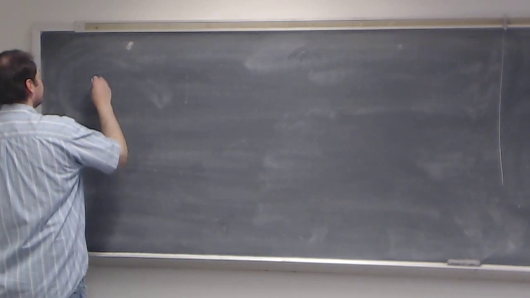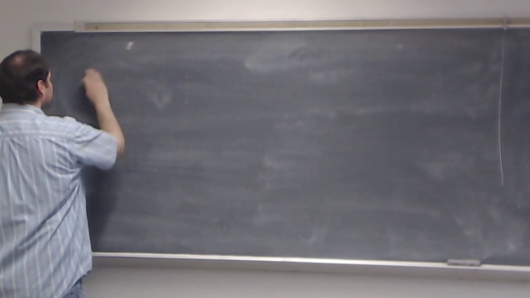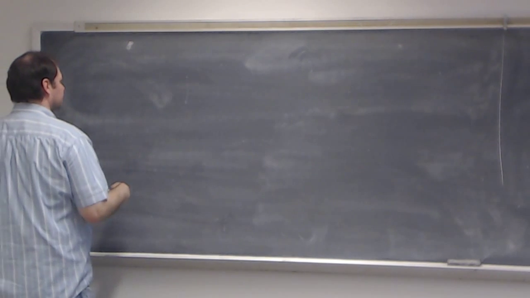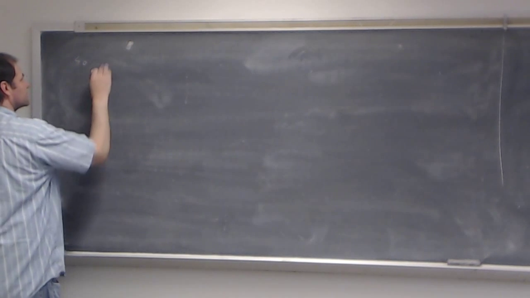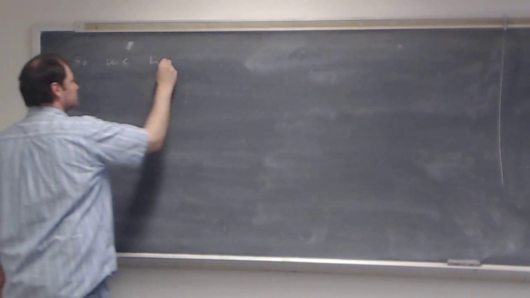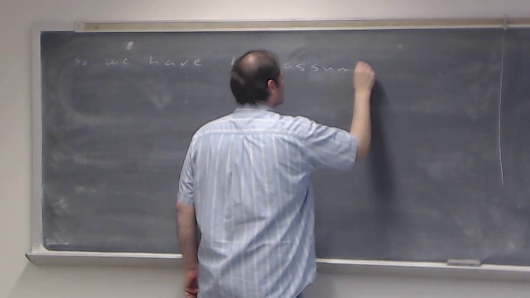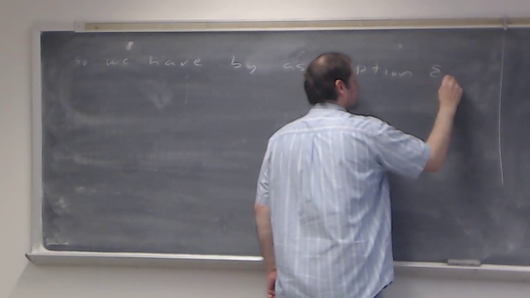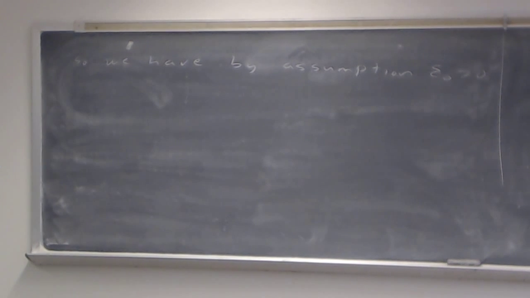Well, by our assumption, there exists this epsilon naught that satisfies 2. So, we're trying to create this subsequence. Okay, so we have, by assumption, this particular epsilon naught greater than 0. What's so special about this epsilon naught?